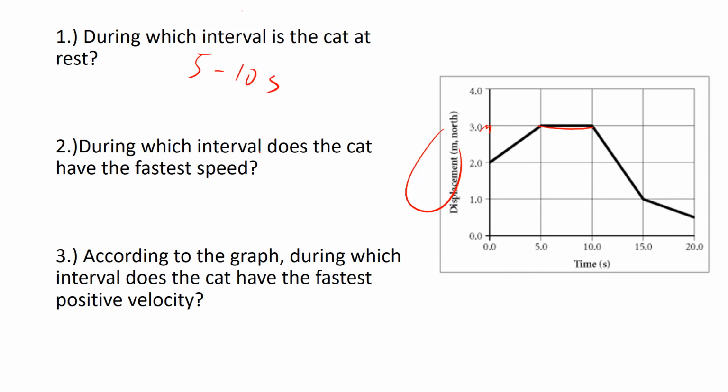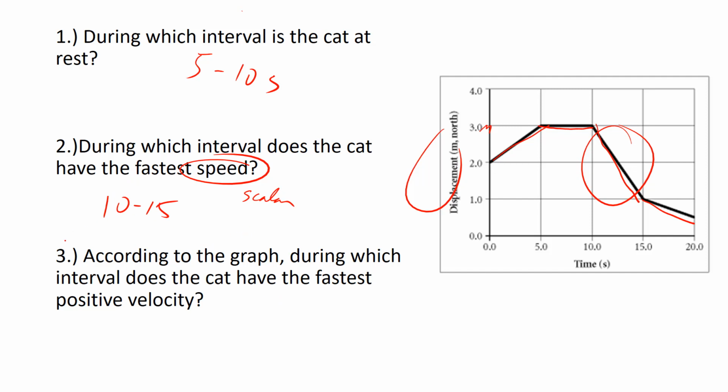Which interval does the cat have the fastest speed? Speed is a scalar. Direction doesn't matter, so upward slope or downward slope, I'm looking just for the greatest slope. I don't care which way. In this one, you have a slope up here, you have a flat line, you have a really great slope, the greatest slope right there, and then you have less of a slope right there. So the winner is between 10 and 15 seconds. Once again, negative doesn't matter here.